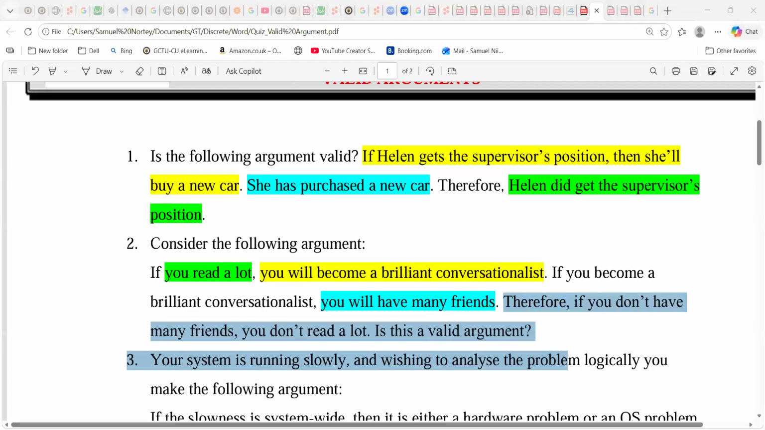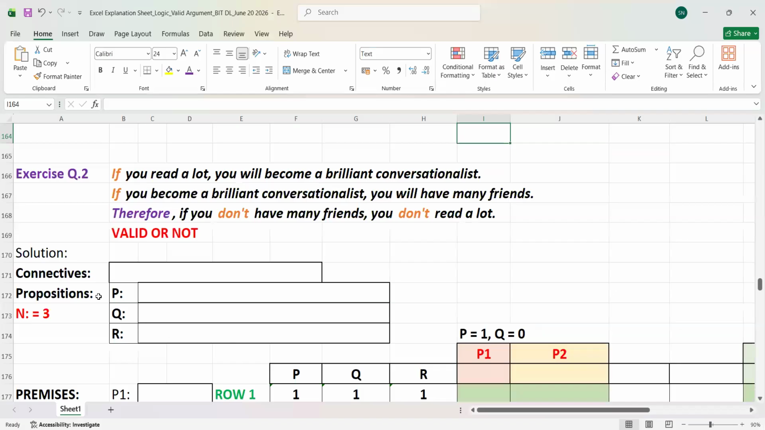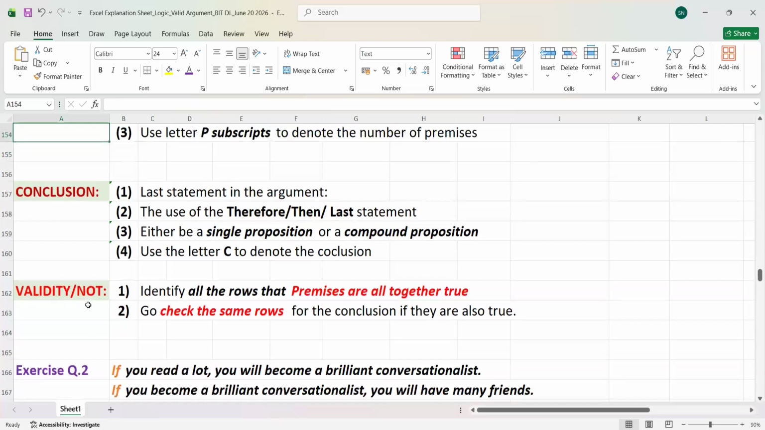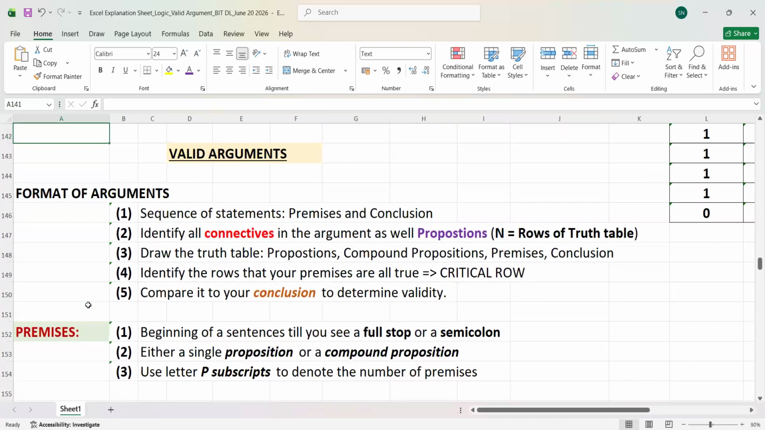I want us to work on this one. So let me share the Excel document that we type. We can type these things in there. But please remember what I said.